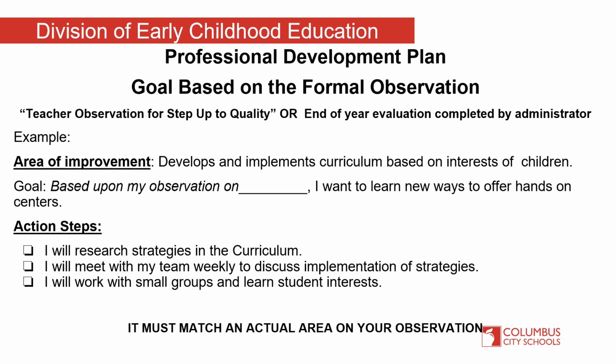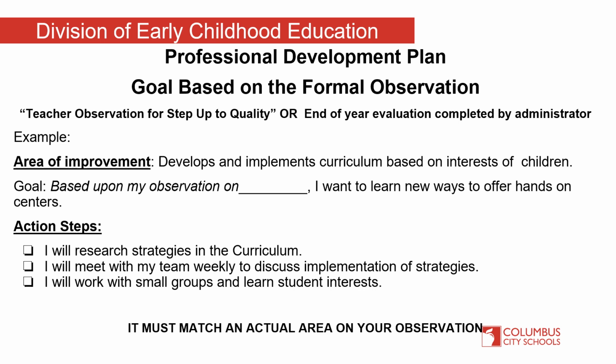The area of improvement is develops and implements curriculum based on the interest of children. This is a specific area on the Step Up to Quality teacher observation form. So then you can change that into your goal. Based upon my observation on blank, this is where you will want to insert the date of your observation, I want to learn new ways to offer hands-on centers.